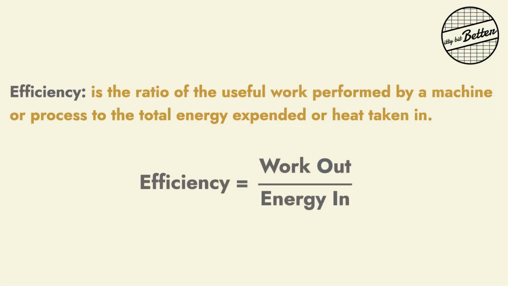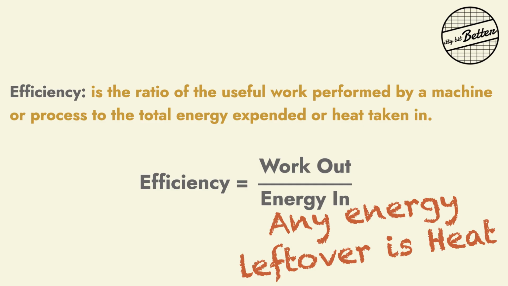So let's define efficiency. Efficiency is the ratio of the useful work performed by a machine or process to the total energy expended or heat taken in. In terms of an equation, it's work out divided by energy in. Simply put, it's the ratio for how much energy you have to put into this machine or process in order to get useful work out, for whatever work the machine or process is trying to do. Everything left over from that efficiency is typically turned into heat.